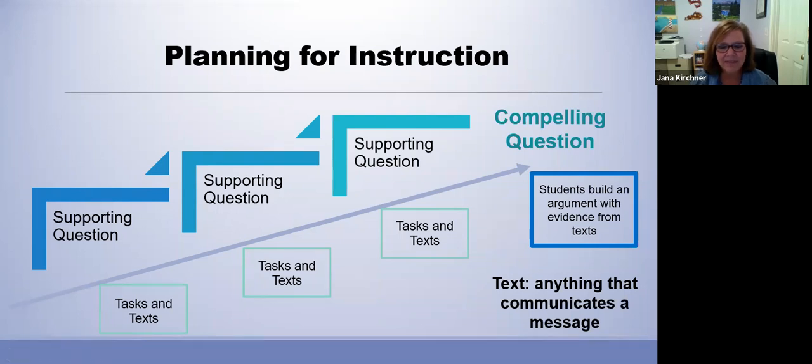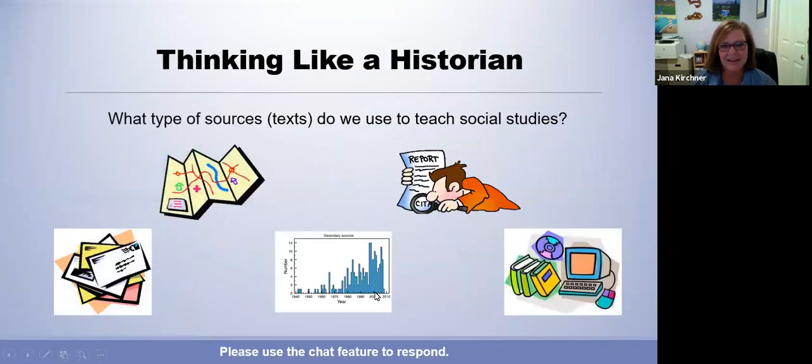So if you will think about that with me just for a minute, let me say that again. Text is anything that communicates a message, or I'm going to say it in a way that's probably not as grammatically correct, anything that kids get information from. And I'm going to flip to the next slide, and I want you to think with me, and please type in the chat box, what type of sources or text do we use to teach social studies?